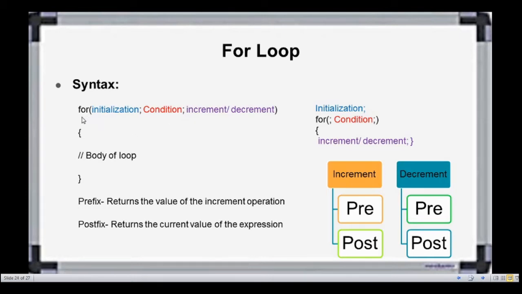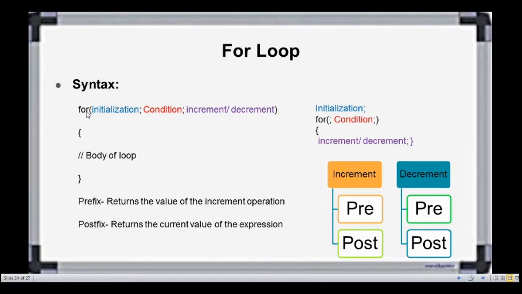The syntax of the for loop is: for, then initialization, which is your initial condition. Then the condition. And the third part is increment or decrement. You can increment the value of a variable or you can decrement it. After the for, you can write the set of instructions, the block of code, inside curly brackets. If there is only one statement, there is no need for the curly brackets.